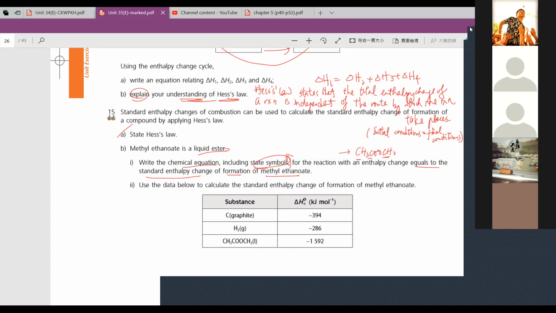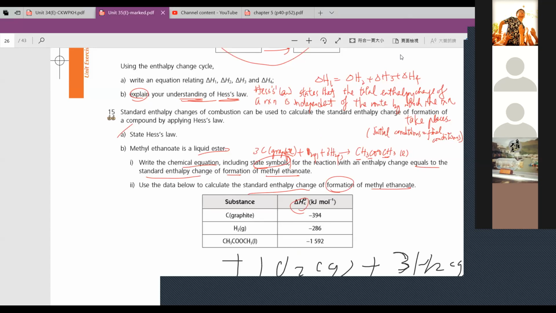So what is the formation of this? What is the physical state? A liquid. So the equation is what? 3 carbon graphite plus what? How many O2? 1 O2, yep. Together with, how about H2? 3H2, because altogether we've got 6H, right? So it is 3H2. Yes, that's right. This is the equation. So use the data to calculate the enthalpy change of formation of this using combustion data.